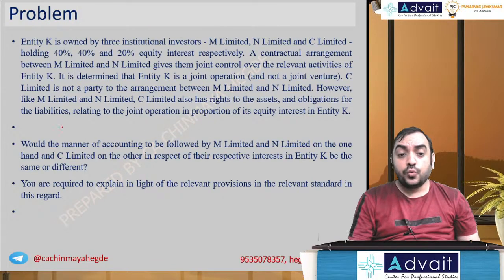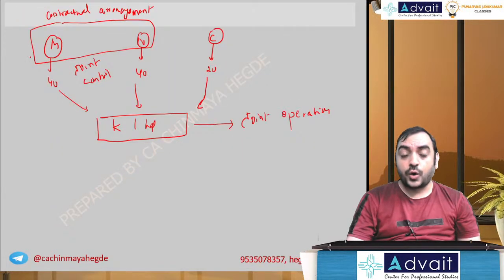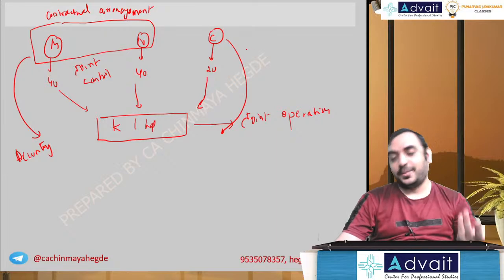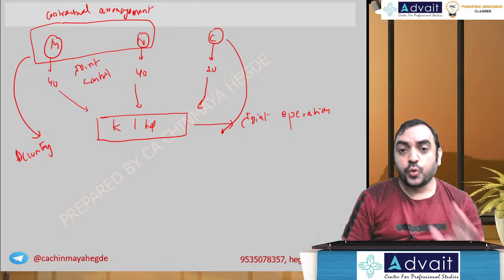The question is, would the manner of accounting by M Limited and N Limited on one hand and C Limited on the other be the same? That is, how M and N account, and the accounting of C Limited, will it be the same? That's the question. Okay, so what does the standard say?